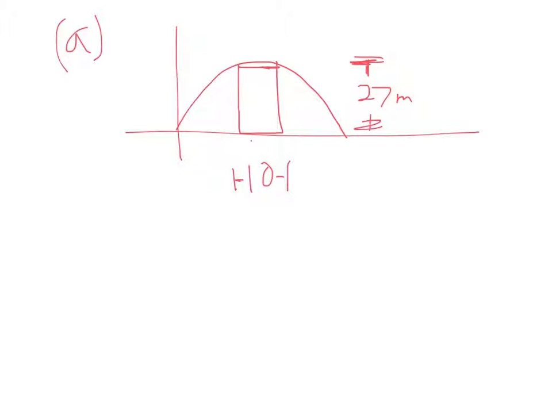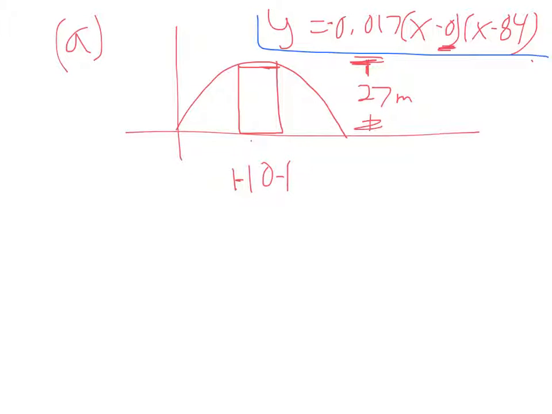My equation, by the way, is y equals negative 0.017 times (x minus 0)(x minus 84). Just so you know, I don't always have to have x minus 0 because it doesn't need to be there, but sometimes it helps people remember what each of the values in the equation represent. So that's our equation. It says, will this boat that is 10 meters wide and 27 meters tall pass through?